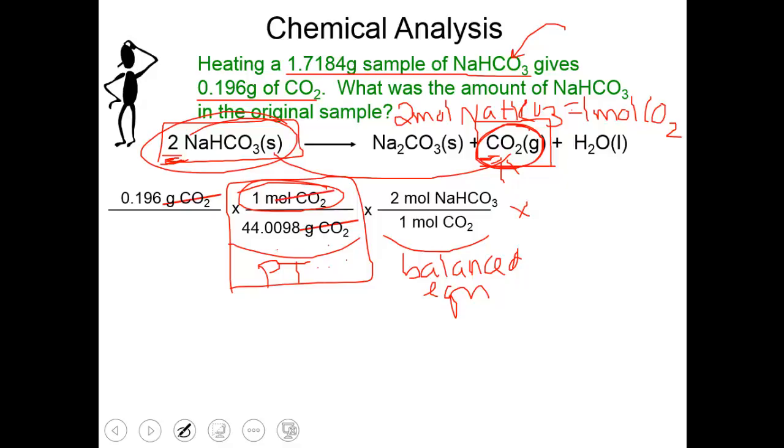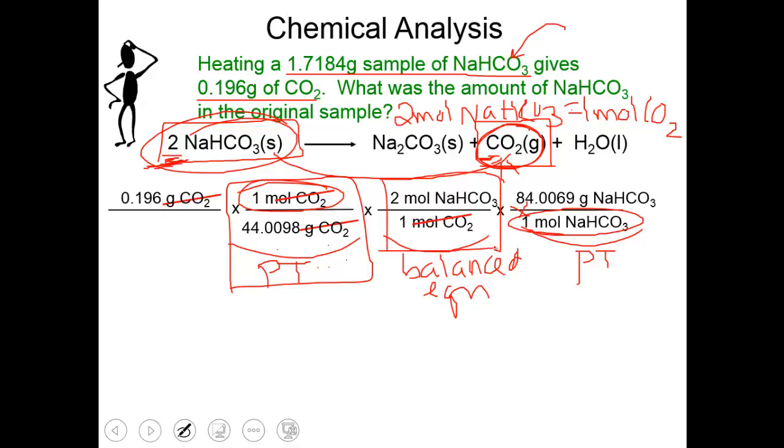Now, the moles of CO2 cancel. Now we have moles of sodium hydrogen carbonate. Now get it back to grams. So this comes from the periodic table, and it's per 1 mole. I don't care that there are 2 moles in the balanced equation, because the mole-to-mole conversion factor takes that into account. Molar mass is always by definition per a mole. And so we'll see that originally then we had 0.748 grams of sodium hydrogen carbonate.